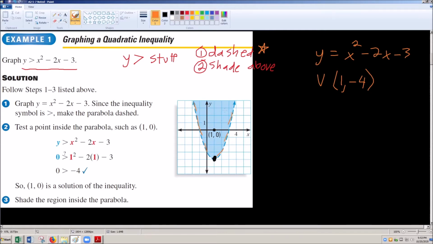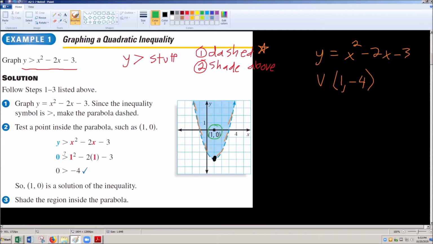They had better dashed lines before, but you get the point. And then I'm going to use this example where they're picking a point rather than just using this information that we shade above. We do definitely shade above here, but let's test the point out. So let's say we wanted to check this point 1, 0.